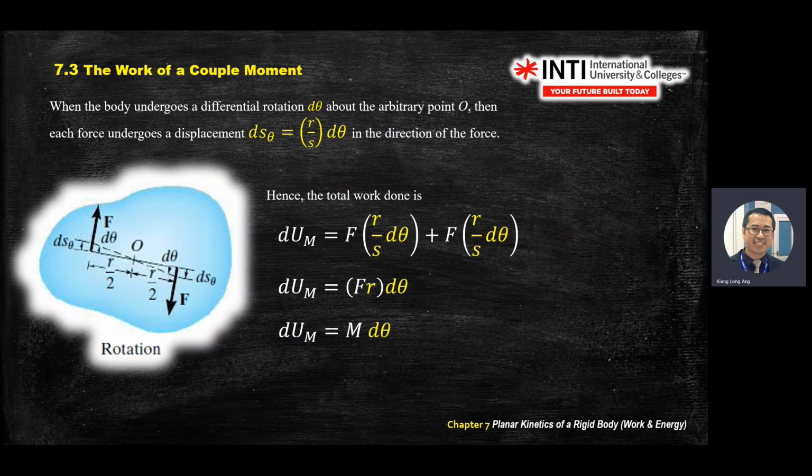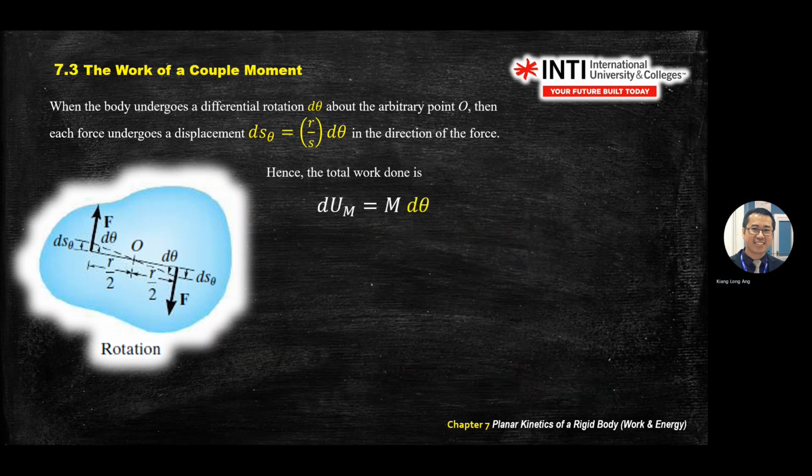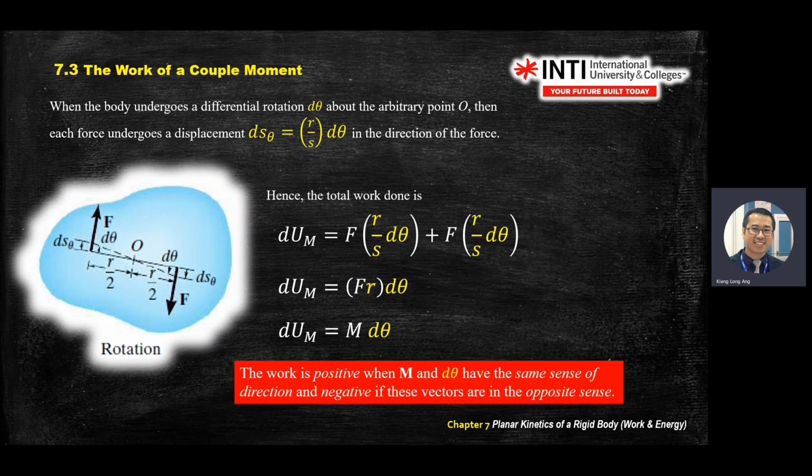But the concept is still the same. So the work done by the moment, if you derive the equation, force times distance becomes moment multiplied by theta, where theta is the change of angle. I need to highlight this one. Work is positive when the moment and the theta have the same sense, meaning the same direction. When the moment and the change of angle are in the same direction, it will give you positive work.